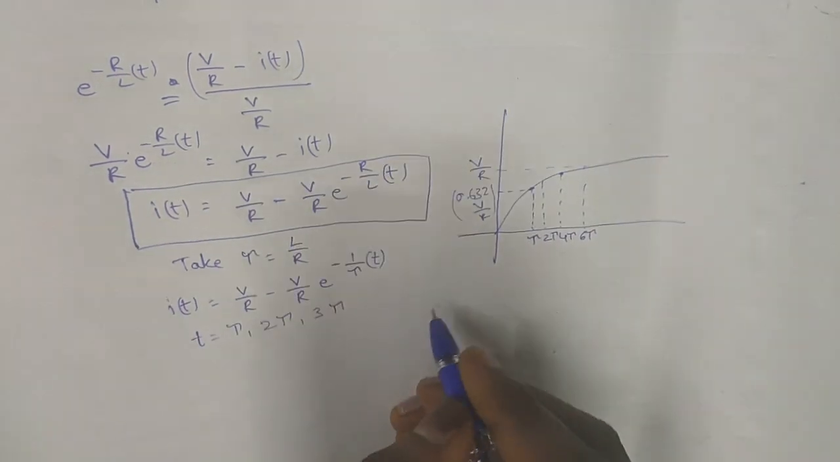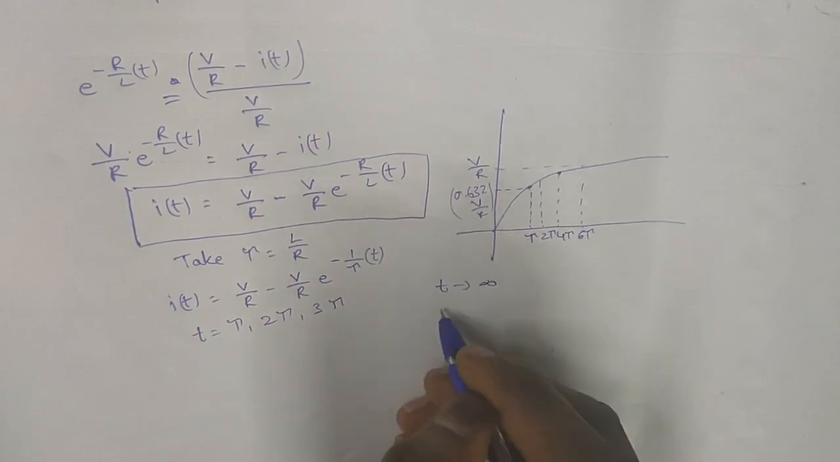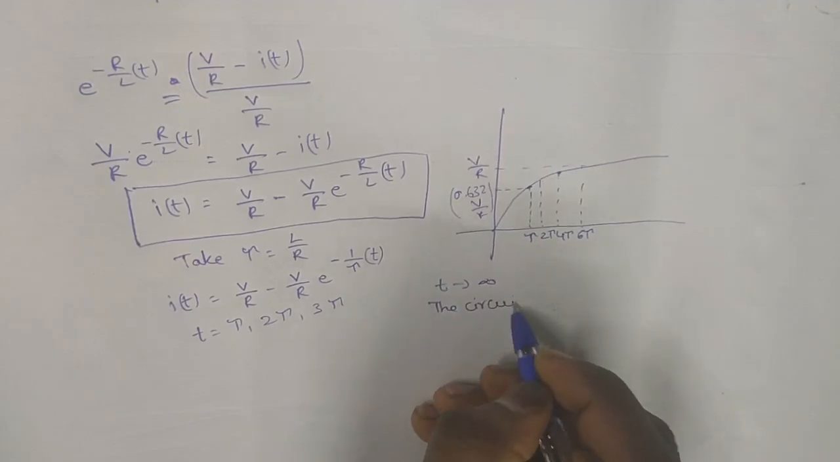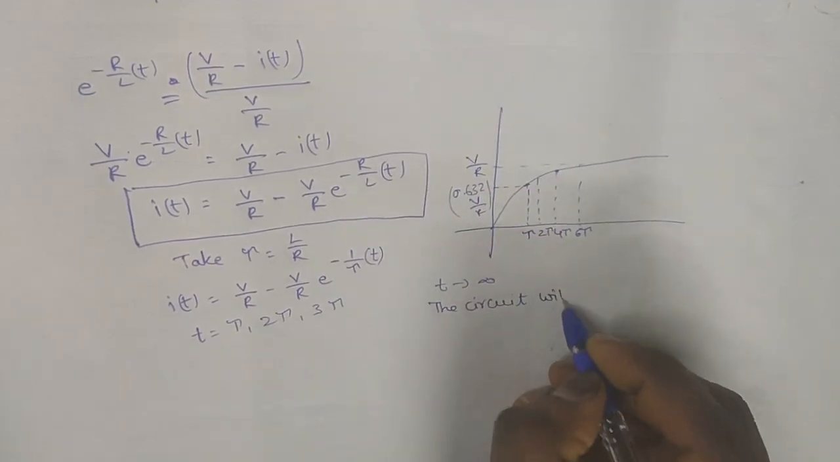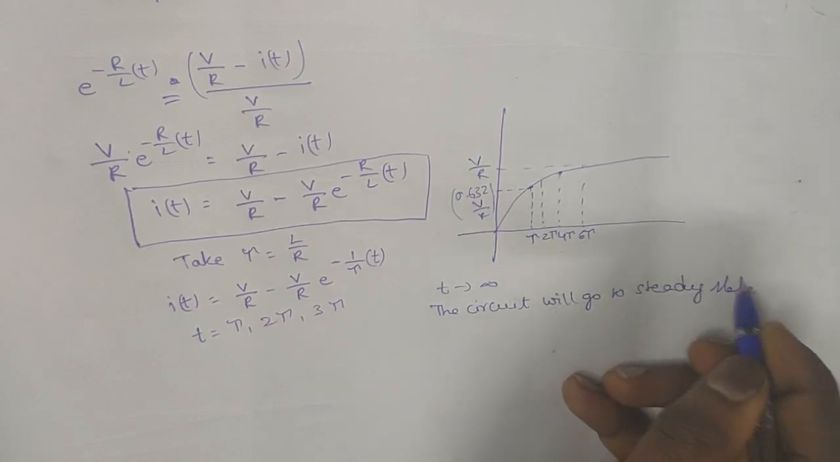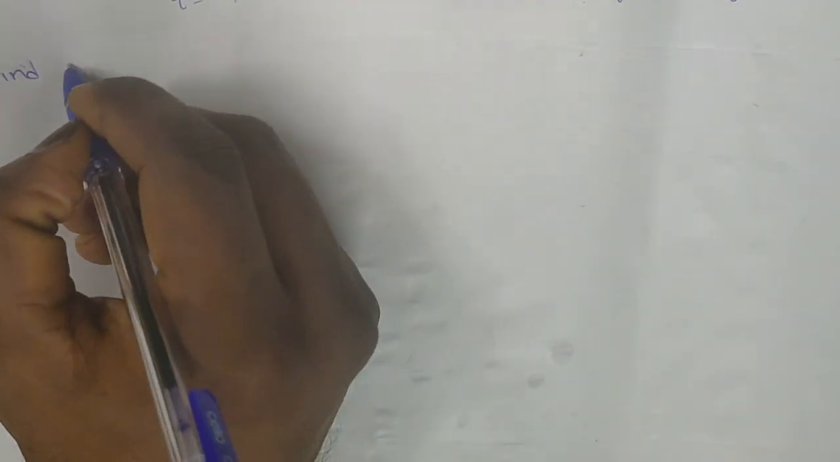So at t tends to infinity, the circuit will go to steady state. Now we got I of t. Now let us find voltage across the inductor and voltage across the resistor. So we will draw the circuit.